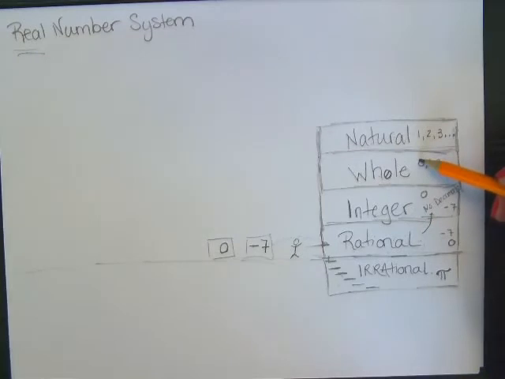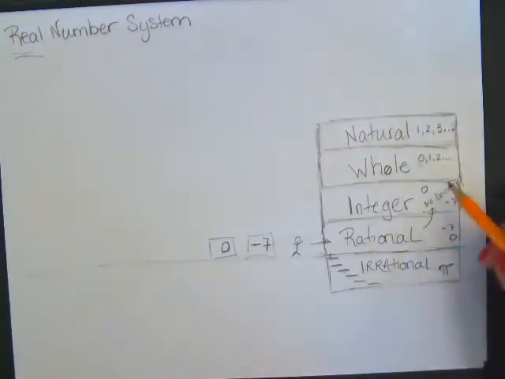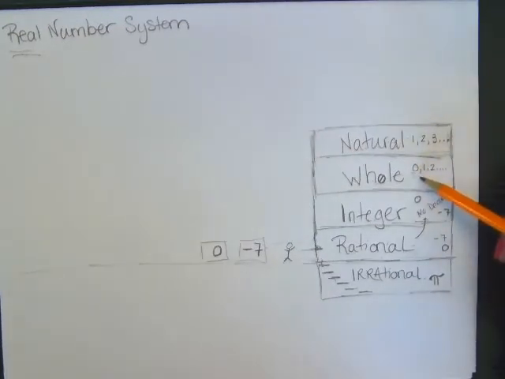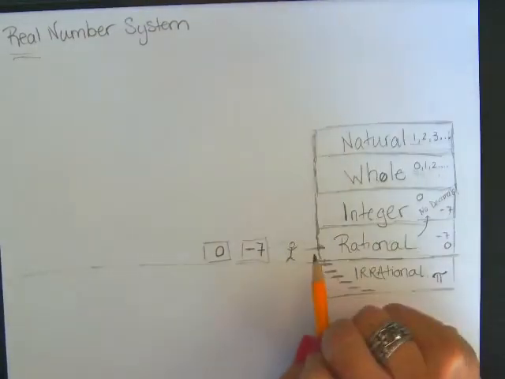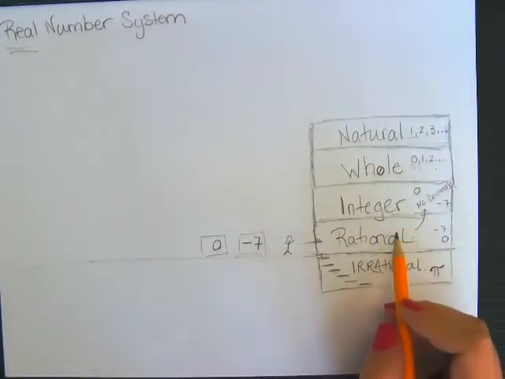Can 0 go up to the whole floor? Yes, it can, because it's included in our number set. So 0's chilling on the third floor. But can 0 get up to the rooftop party? No, because the natural numbers start at 1 and it doesn't include 0. Okay, so that's how that would go.